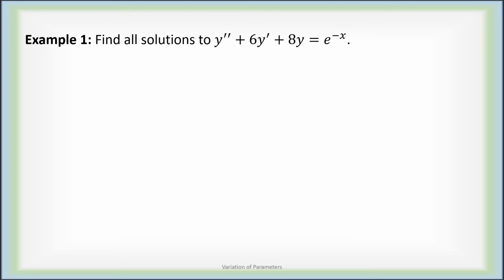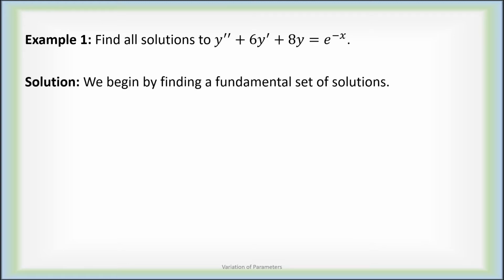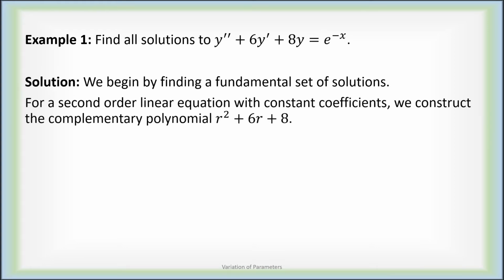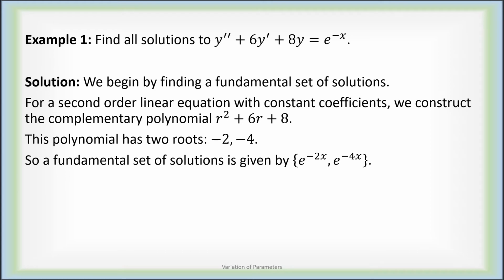Let's take this new technique and apply it to an example. Find all possible solutions to y double prime plus 6y prime plus 8y equals e to the minus x. Well, first let's find a fundamental set of solutions. Variation of parameters assumes we've already done that. It's a second order linear equation with constant coefficients. So we construct the complementary polynomial r squared plus 6r plus 8. It has two roots, -2 and -4. Therefore, a fundamental set of solutions is given by e to the minus 2x, e to the minus 4x.